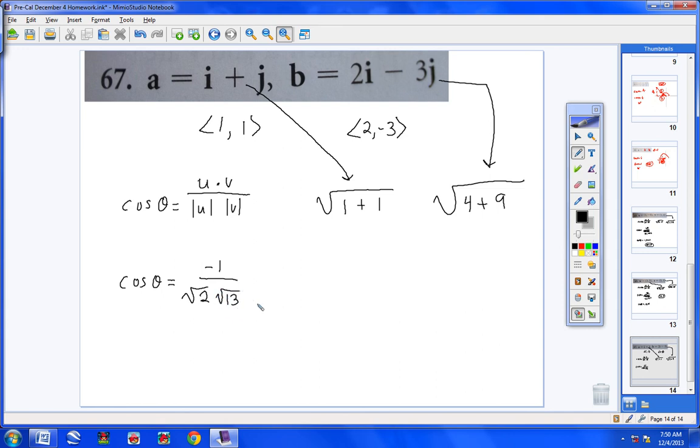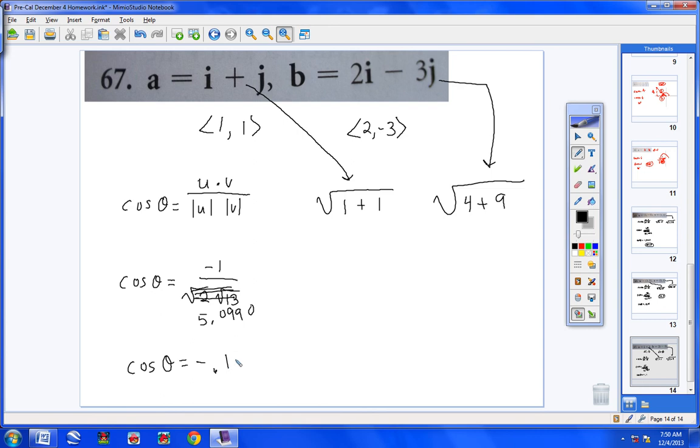Now, with my calculator, I'm going to go ahead and take the square root of 2 times the square root of 13. And I'm going to cross this off here. You should get something like 5.099019514. Okay? And so now, with your calculator, I would type in negative 1 divided by that decimal. Don't forget to use the negative number, of course. And you should get something like this.